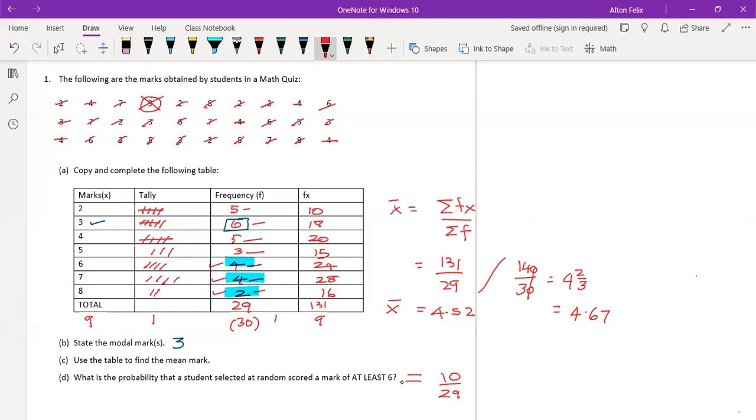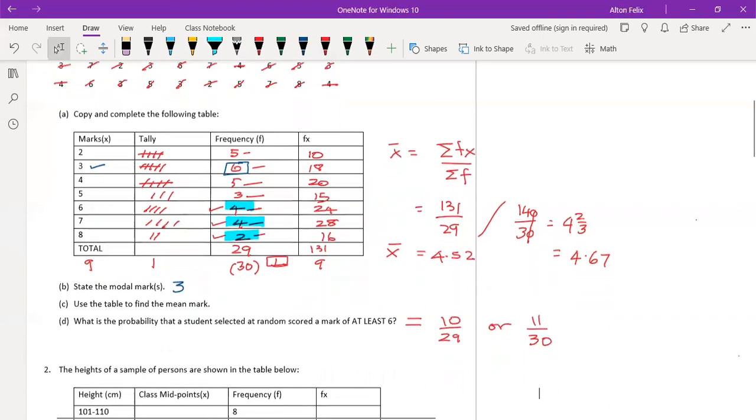If we include it, then we'll have to include this additional person here who scored a 9. So that will be 4 and 4, 8, and 2, 10, plus 1, 11. And then, of course, the total number of persons will jump to 30. So we can go with one or the other, depending on how you work your solutions. Okay, so that'll take care of question number 1. Let's look at question number 2.